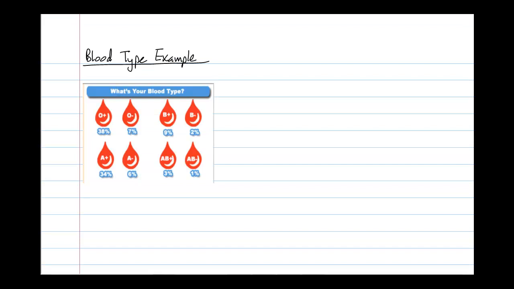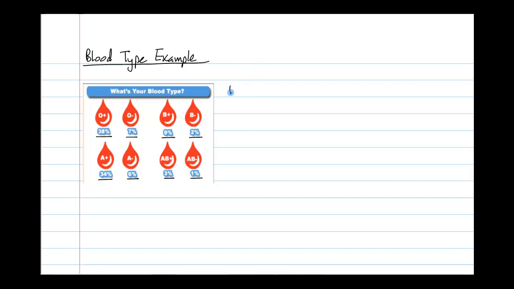So as before with our blood type example, I have each of the possible outcomes with their corresponding probability: 38%, 7, 9, 2%, 34, 6, 3, and 1%. AB negative is 1%. So what I'm looking at here is I'd like to find some probabilities that correspond with this. So I want to answer some questions based on this information.